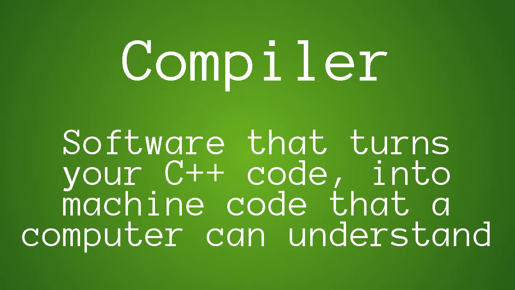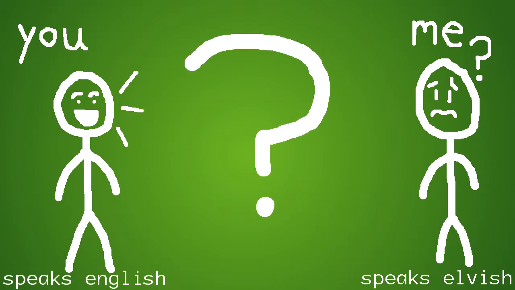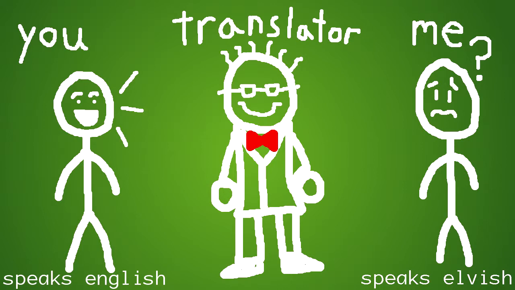So, let's open up our imaginations for a second, and let's imagine that you are trying to tell me to do something. For instance, mow the lawn. You speak English. The problem is, I speak Elvish, and I can't understand a word you're saying. So, how do we fix this problem? Well, one solution would be we get a translator, and the translator will convert the English to Elvish and, kind of, bridge the gap between you and me so I can understand what you're saying and I can go mow that front lawn.